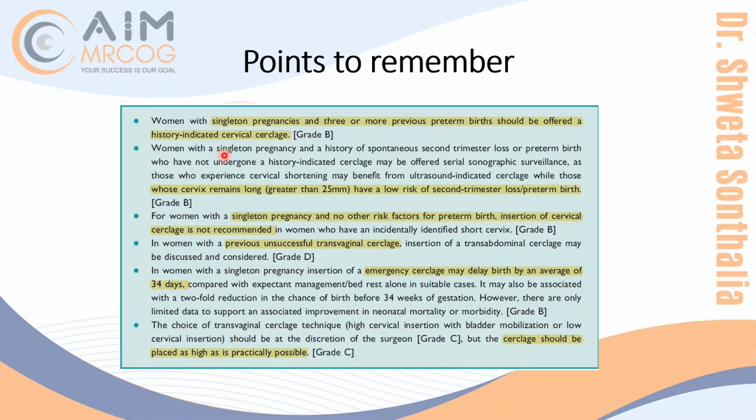Then when will you do ultrasound indicated cerclage? Ultrasound indicated cerclage means, the word itself is telling, ultrasound is showing the short cervix, right? So why will you do the ultrasound and check the cervical length in the first place? You will do that if there is a history of spontaneous second trimester loss or preterm birth. If there is previous preterm birth less than 34 weeks, or previous second trimester loss, even if only a single loss, you are going to do the surveillance by ultrasound.